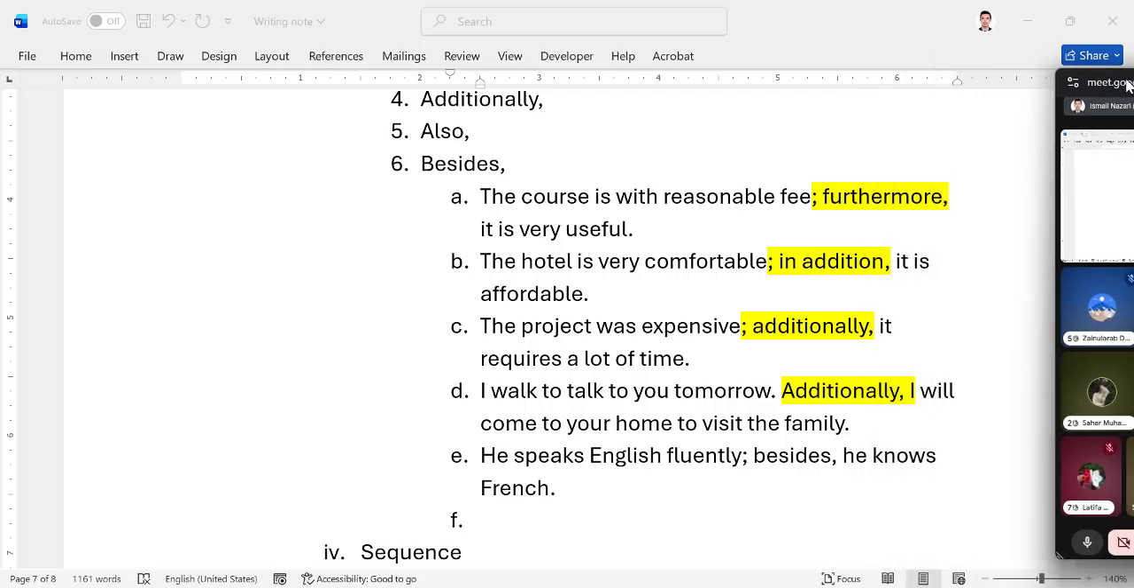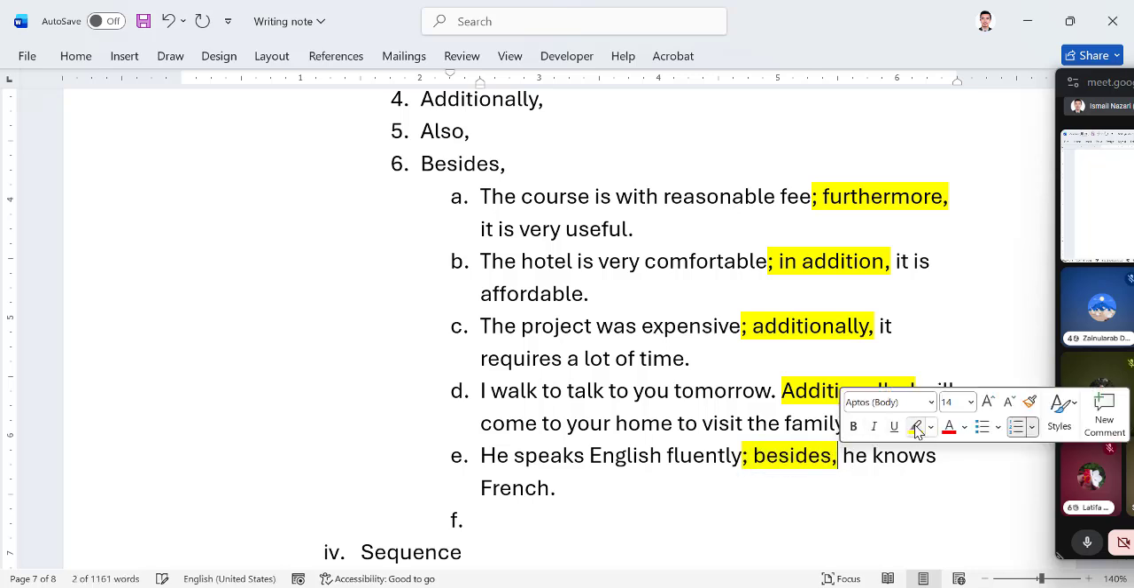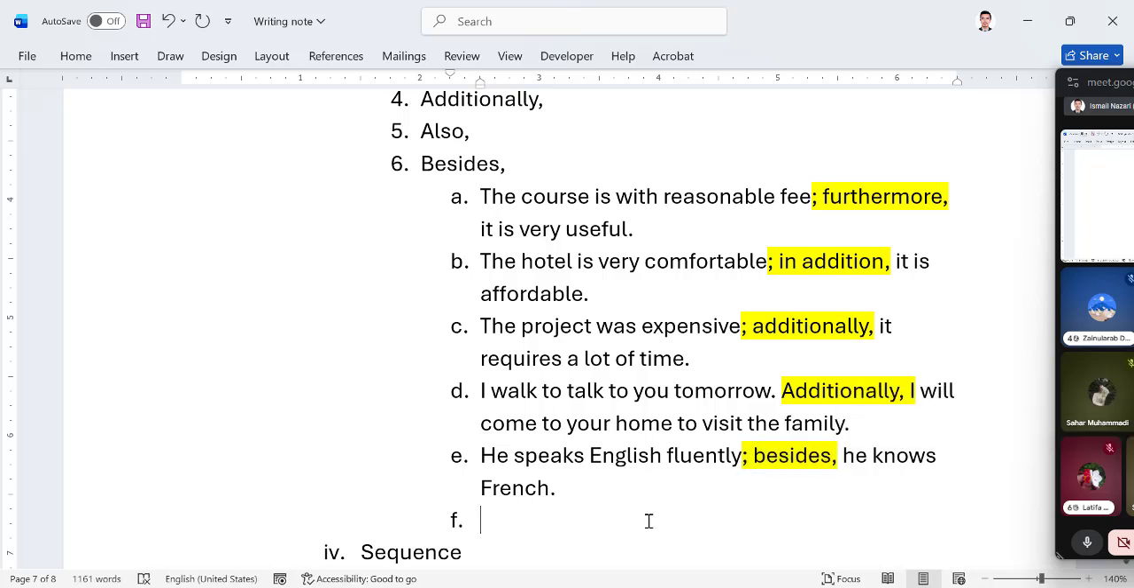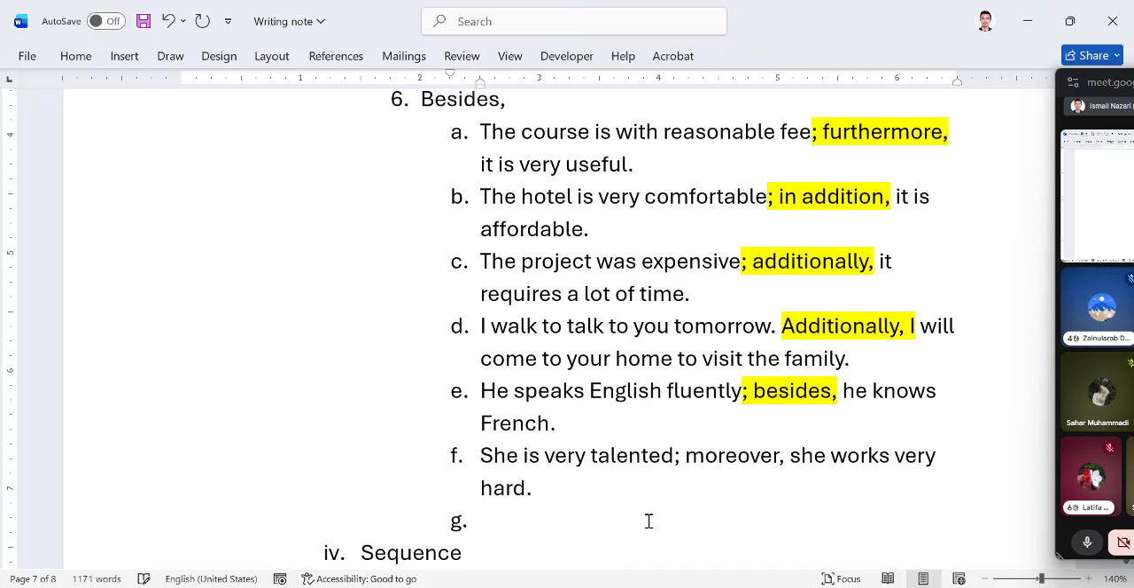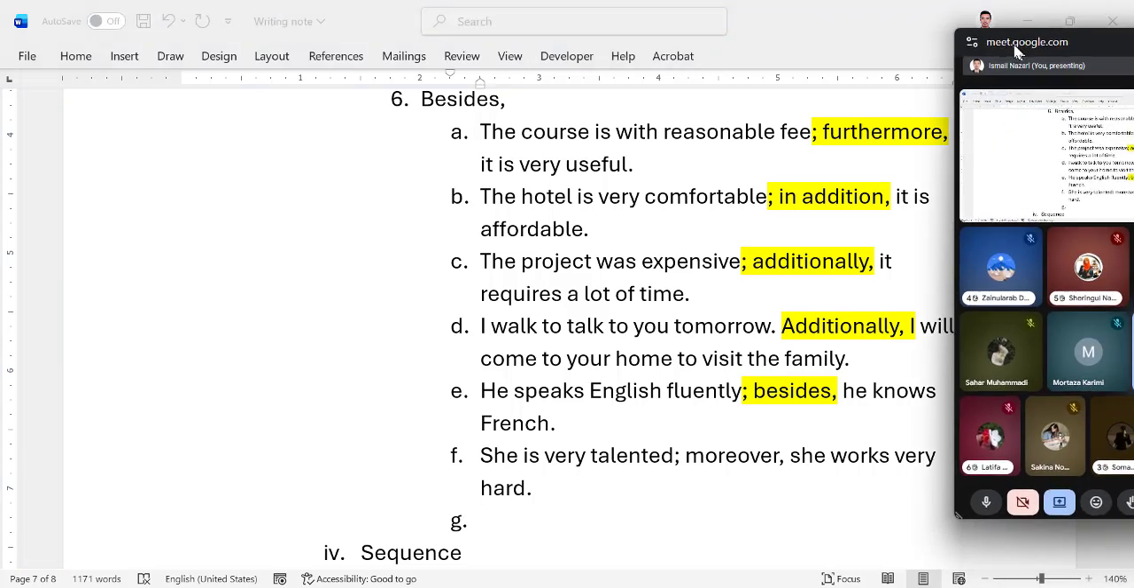Miss Bilqis. Okay, teacher. So I will say with moreover, she is very talented. Moreover, she works very hard. Very good. Moreover, yeah, okay. Thank you.